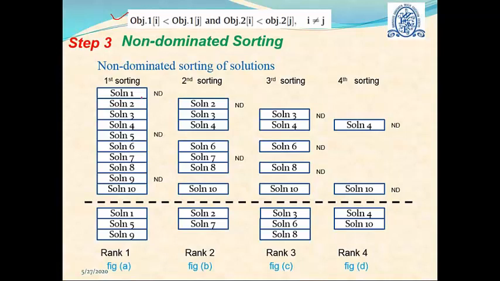Now let us say, for example, by applying this criterion we consider that solution 1, solution 5 and solution 9 got the status of non-dominated solutions.